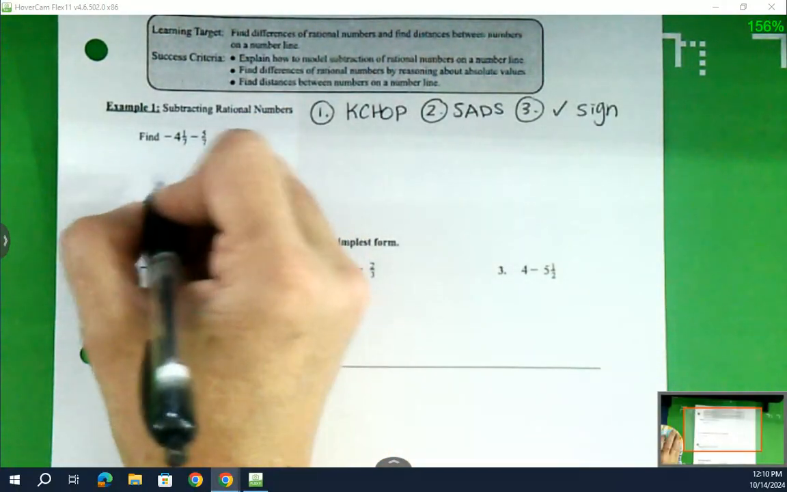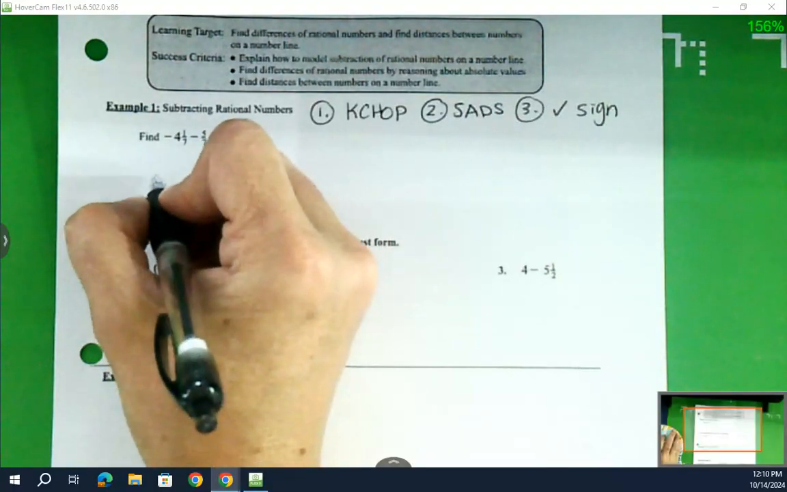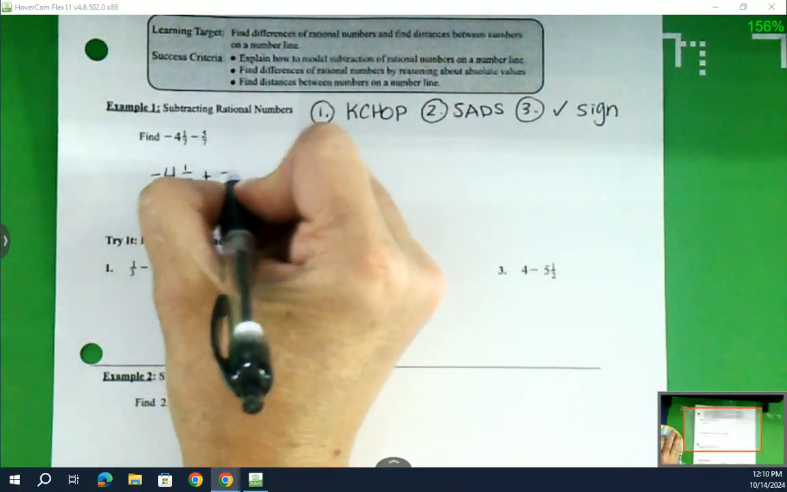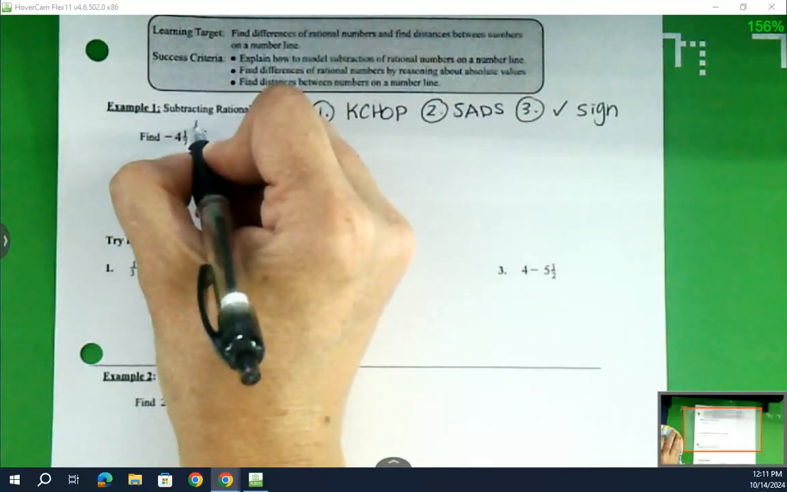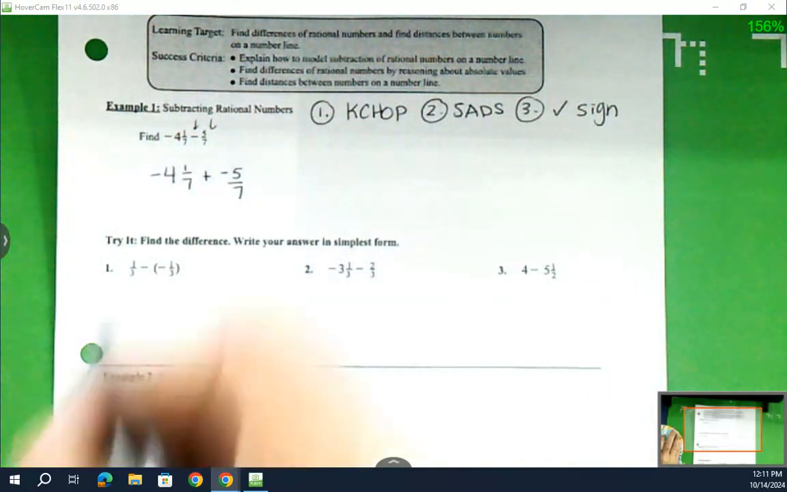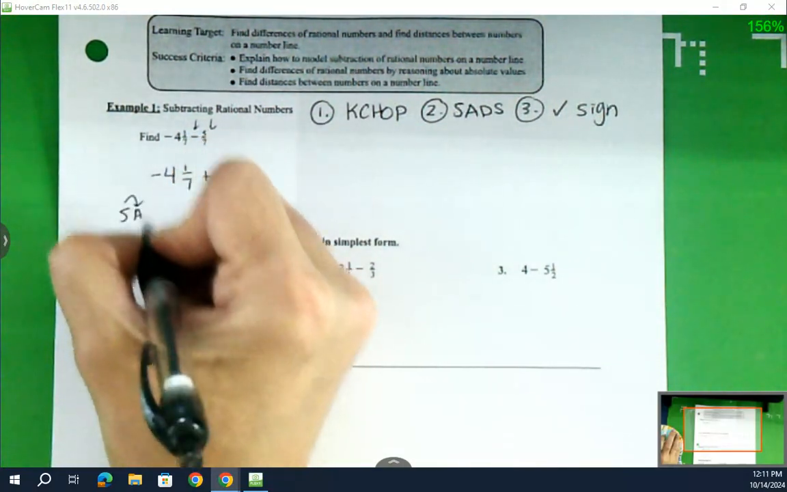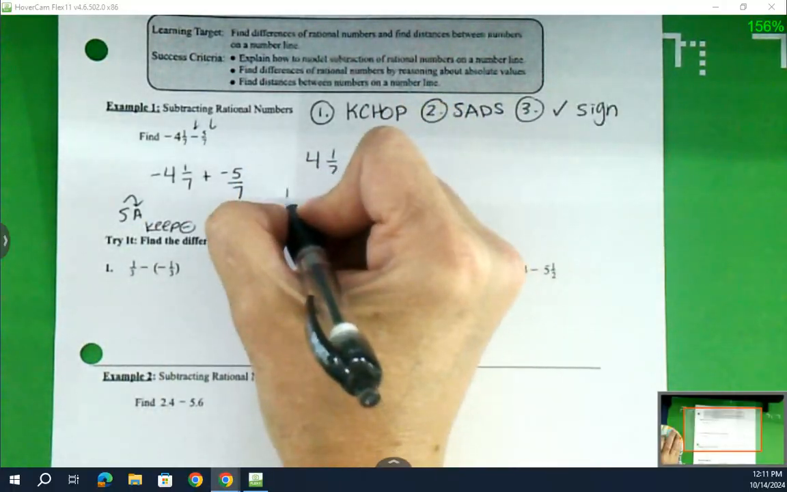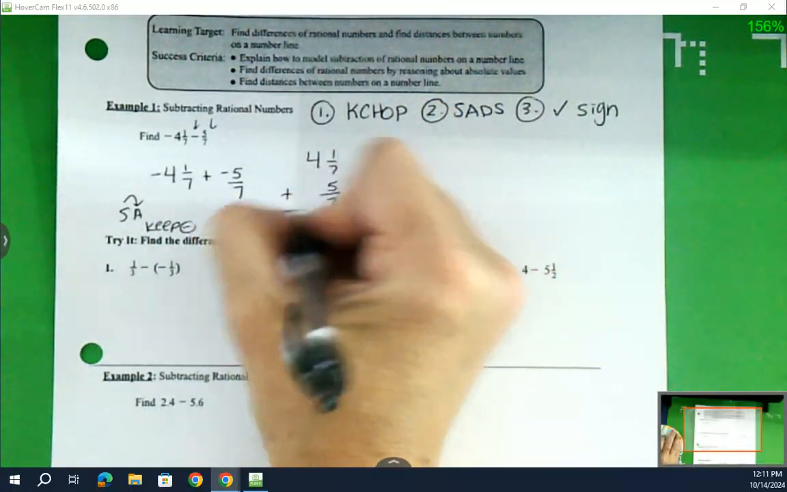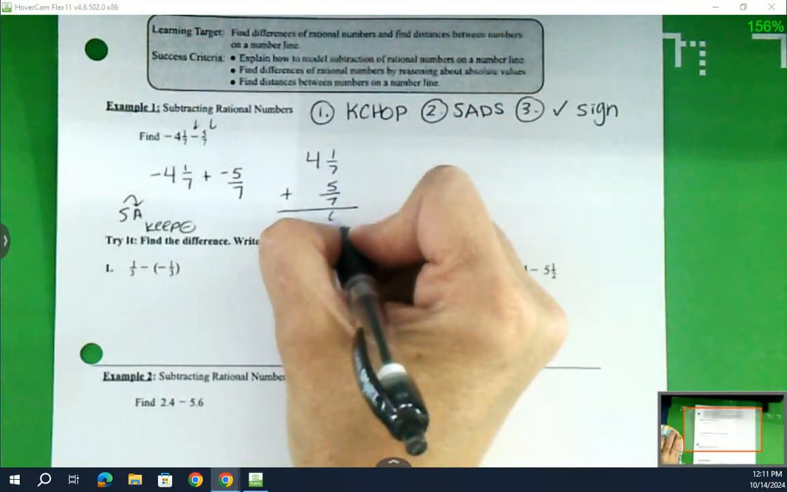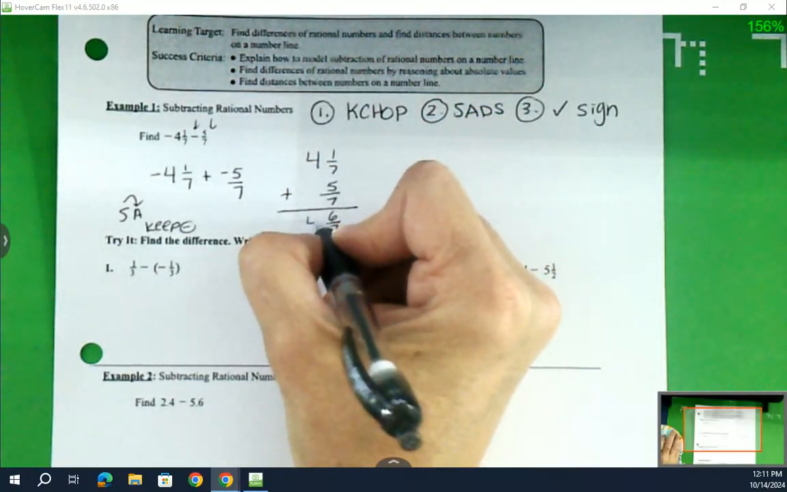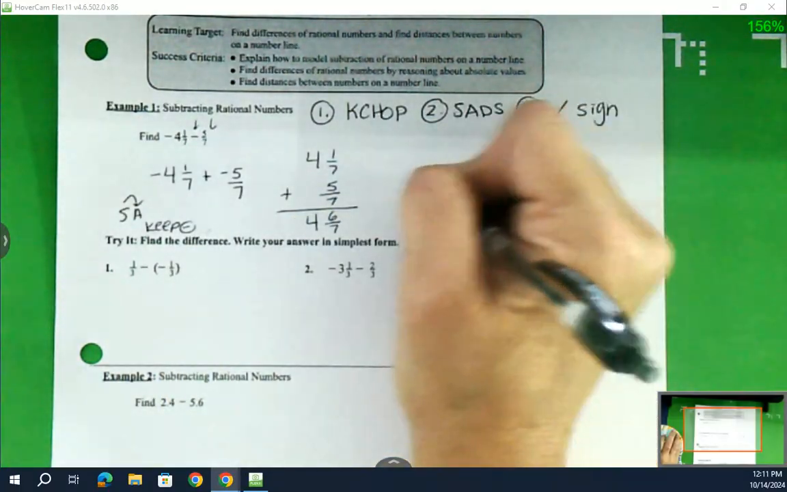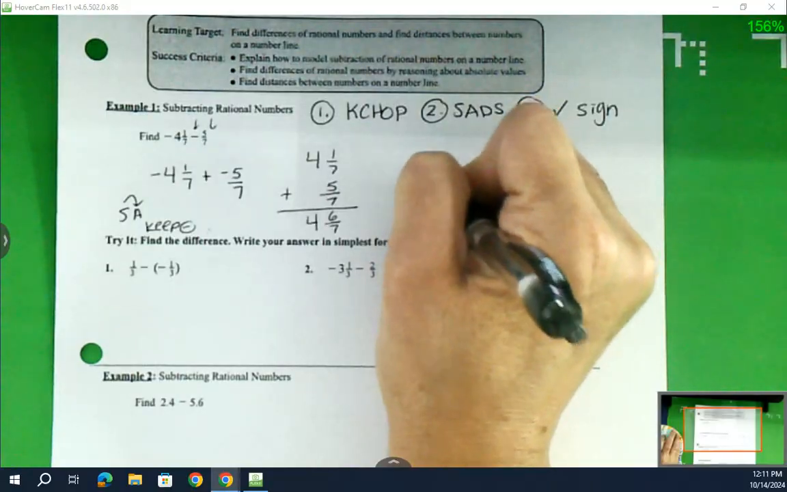So this negative 4 and 1/7 minus 5/7 becomes negative 4 and 1/7 plus negative 5/7. Again, adding the opposite. Okay, same signs add, and we're going to keep the negative here. So we have 4 and 1/7 plus 5/7. 1/7 plus 5/7 is 6/7, and 4 plus nothing is 4. And then remembering on our third step here that our answer is negative. So negative 4 and 6/7.